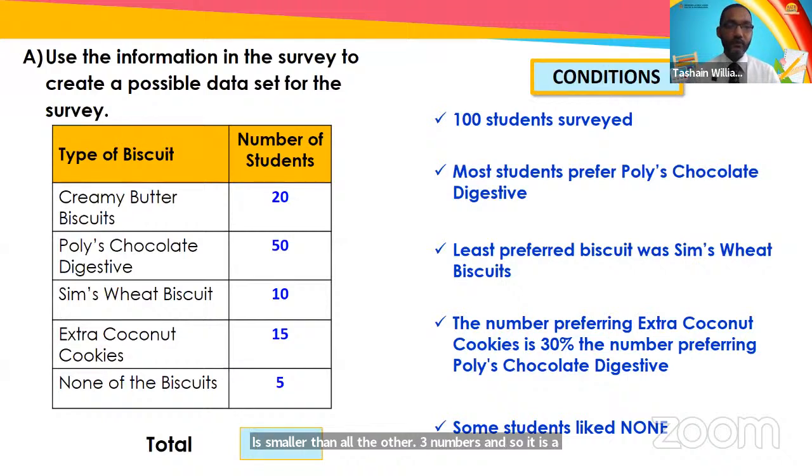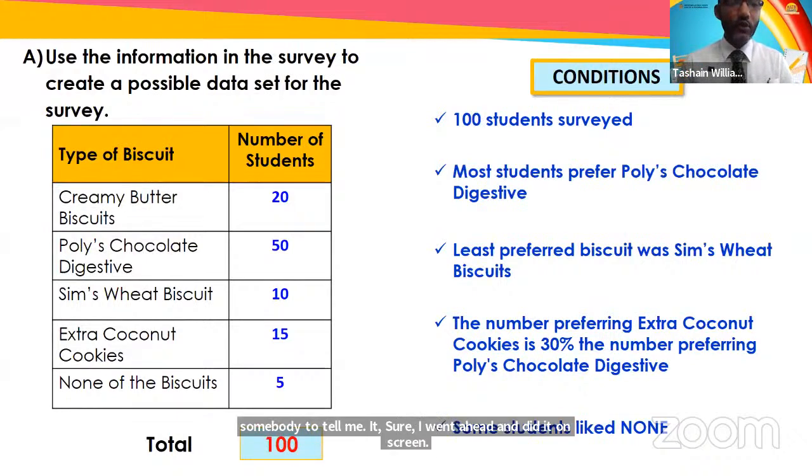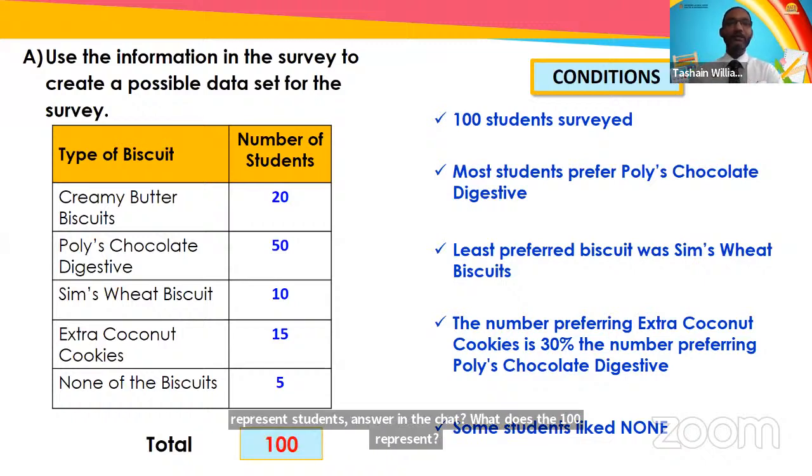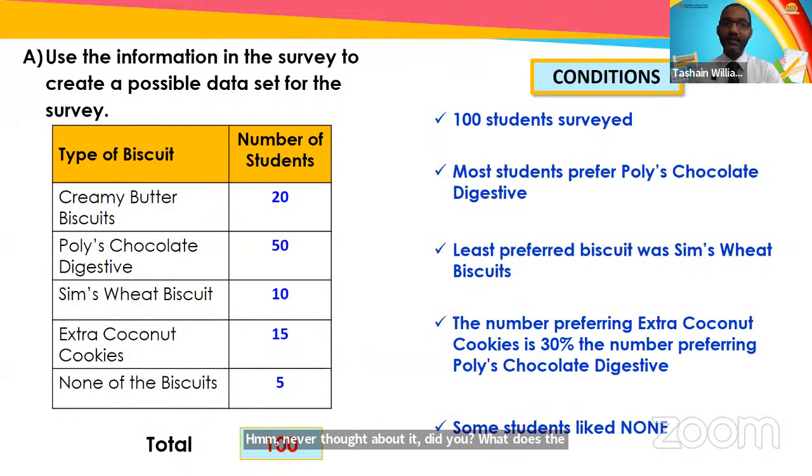Now, when I go inside, I need to find the total. And I want somebody to tell me the total when they add it up. I'm sure I went ahead and did it on screen. So the total number of students in the survey, when I add all these numbers up, I'm going to get 100. And that 100 represents what? What does that 100 represent, students? Type your answer in the chat. Never thought about it, did you? What does the 100 represent?